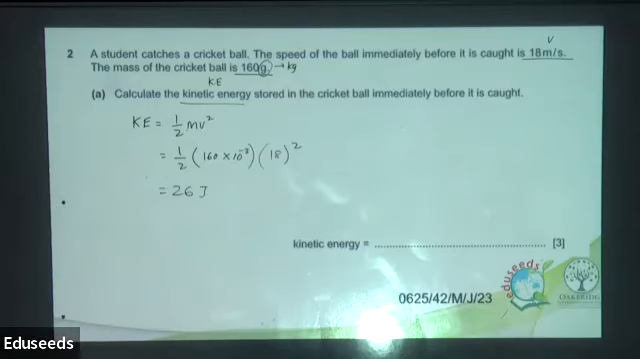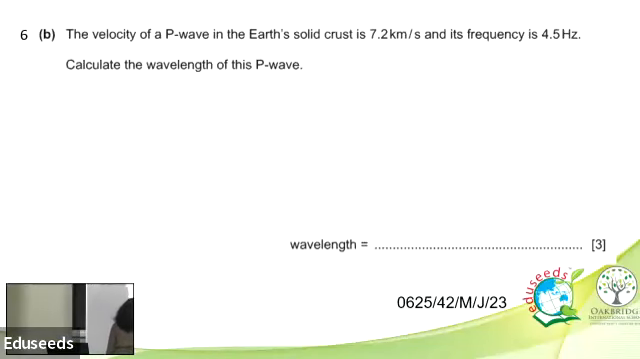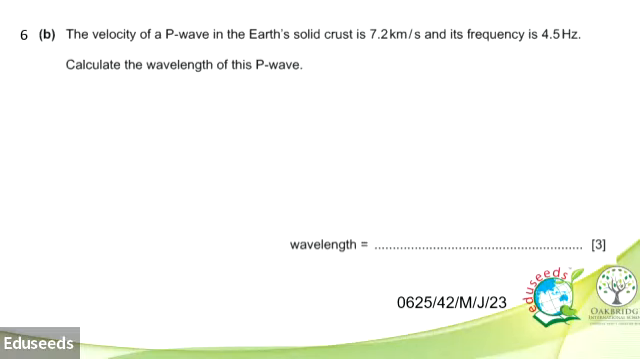Next few questions, huh? Okay, look at question number 6. Question number 6, same paper, question number 6. Okay, the velocity of a P wave in the Earth's solid crust is 7.2 kilometer per second. This is the velocity. Frequency is 4.5 hertz. And you have to find the wavelength.